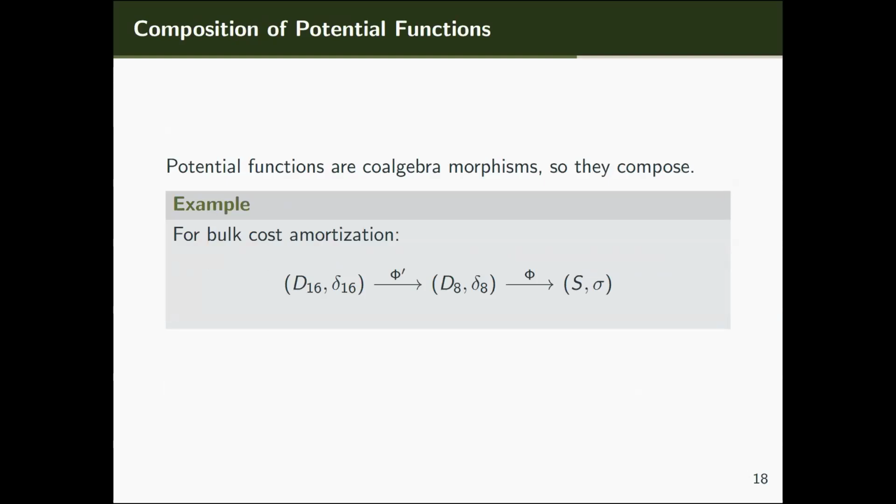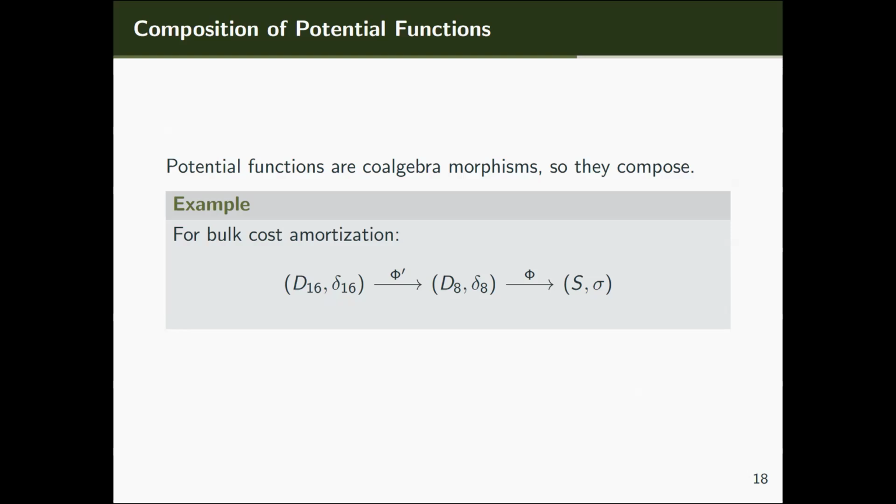Also, potential functions in this generalized setting are just coalgebra morphisms, so they compose like they should. So for example, we had the fact that you could pay $8 every 8 times to mimic paying 1 cost every 1 time. You could also say 16 cost every 16 times is an imitation of 8 cost every 8 times up to amortization. And then you can compose those to say, well, you really could pay 16 cost every 16 times to meet the 1 cost every time specification.